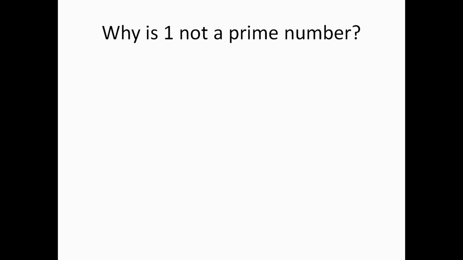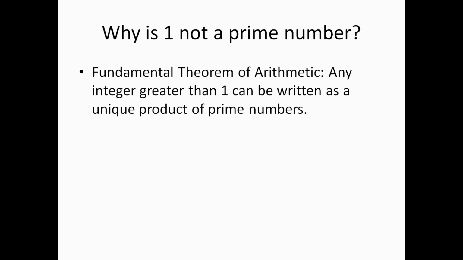And there is actually a good reason for it, and it stems from something called the fundamental theorem of arithmetic, which you can see here says that any integer greater than 1 can be written as a unique product of prime numbers. So taking 21 again as an example, 21 can be written as 3 times 7. It's the product of those two primes, 3 and 7, and that's the only way to write 21 as a product of primes, so it's unique.